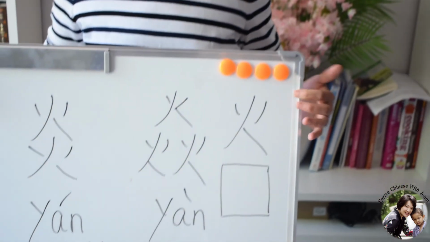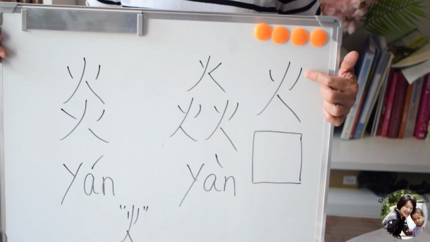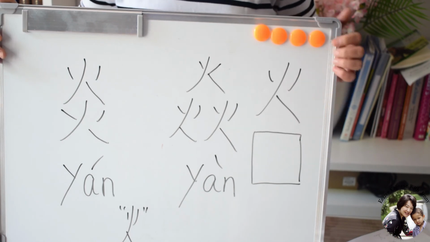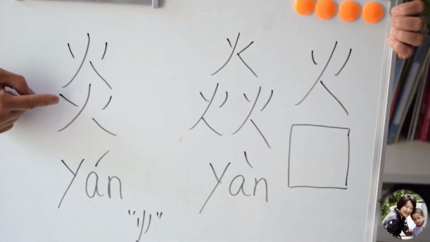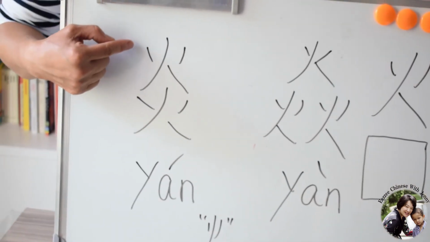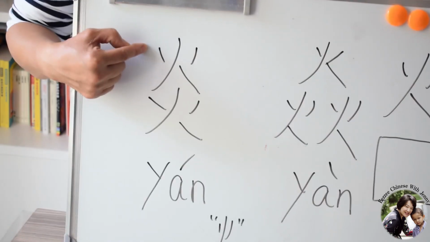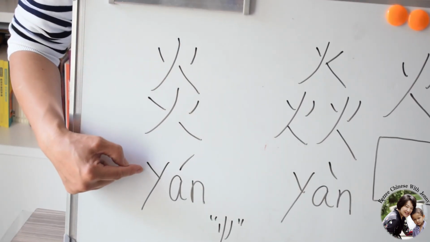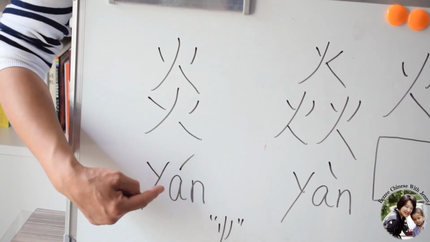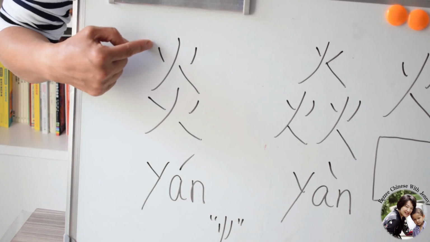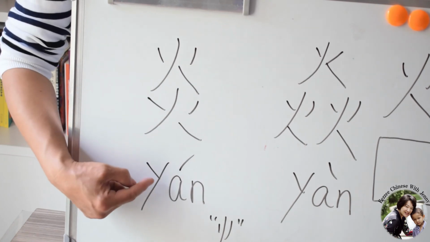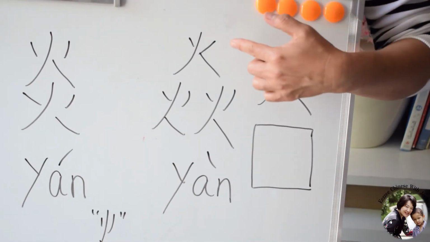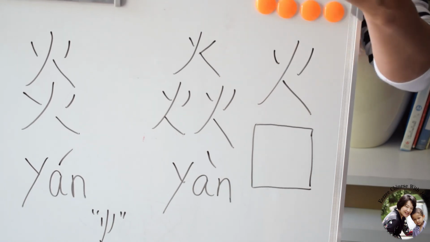Okay? I'm going to introduce two more characters. Look at this. Remember we have learned this character means fire, 火, right? And if we put these two fires together, one on the top, one on the bottom, it means very hot. The pronunciation is yán, the second tone. Of course, you put two fires together, it's very hot, right? And we put three fires together, of course, it's even hotter.